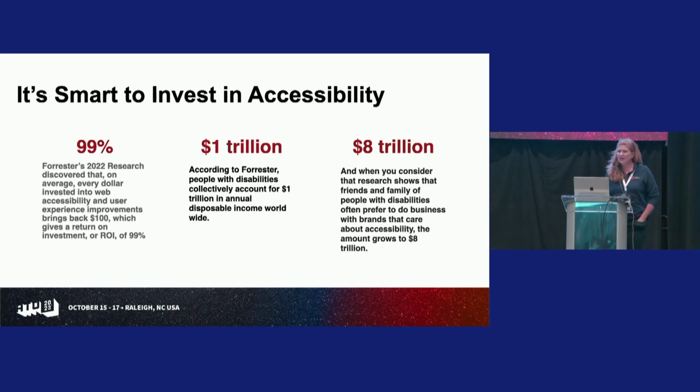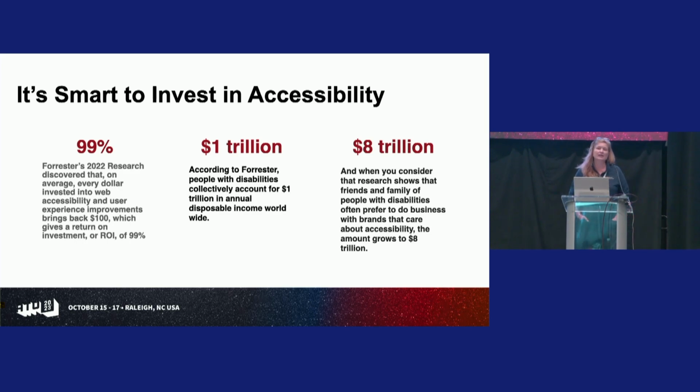So not only do we know that accessibility is a federal requirement and it's the right thing to do, but a lot of people don't know that it's financially the smart thing to do. So Forrester did some research and they said for every dollar a company invests in accessibility, they get $100 back. Now that's a return on investment of 99%, and I can't really think of anything that can offer that same type of return on investment.